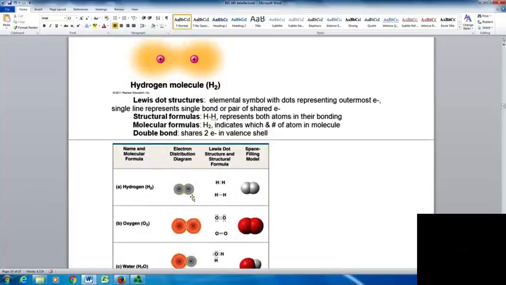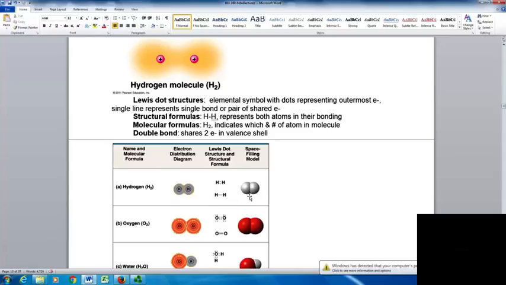This here is showing your two hydrogens with it drawn out on the shell, where their shells overlap enough and the two electrons are going to be there holding them together. So there are different ways that we can make models of molecules. The Lewis dot structure uses the elemental symbol with dots around representing the outermost electrons, and then you use a single line to represent the single bond or pair of shared electrons. So here with the H2, the Lewis dot structure has the two dots which become this line.